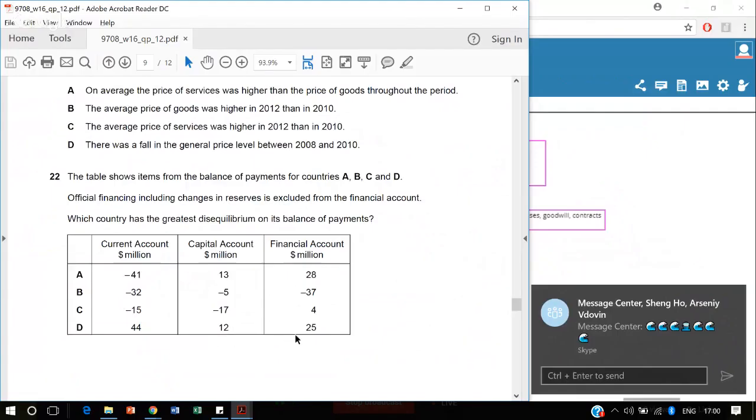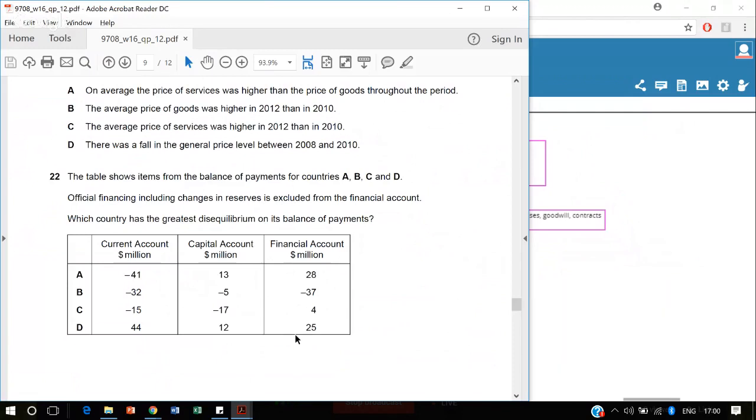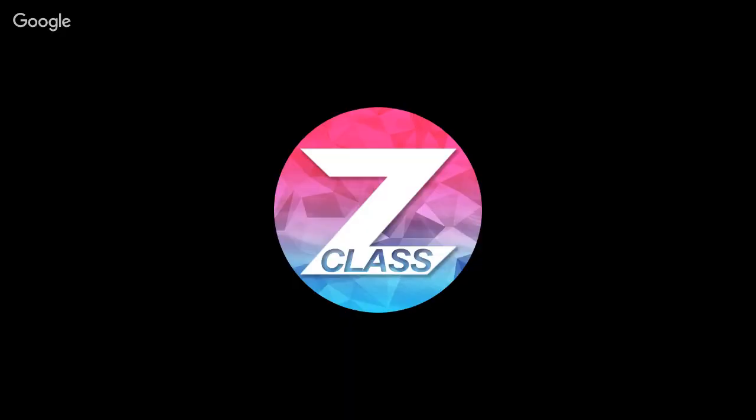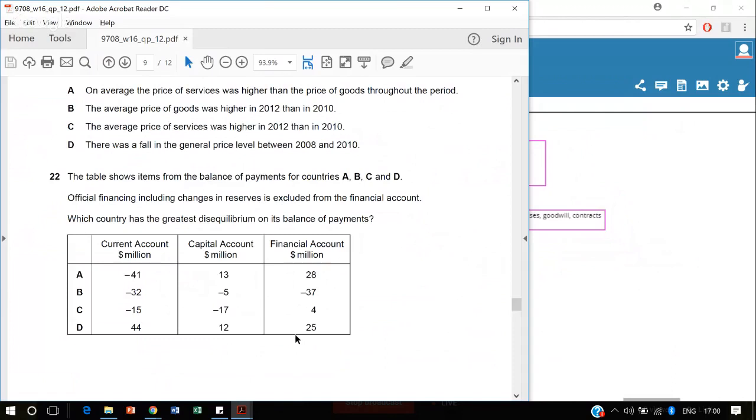Minus 15 and minus 13. Okay. And what about country D? 44 and 37. Okay. So which of these countries is in the greatest disequilibrium on its balance of payments?